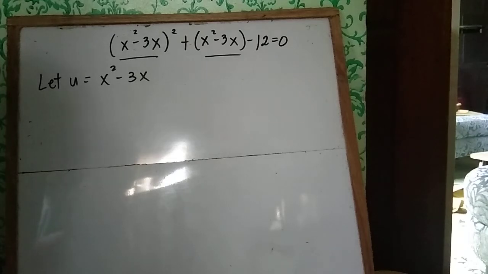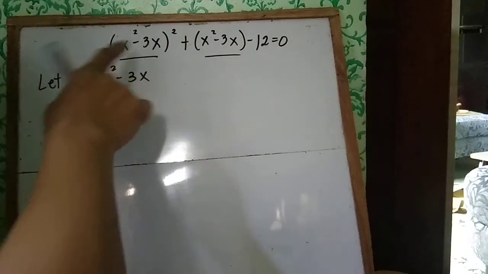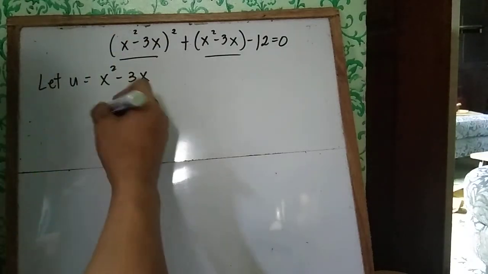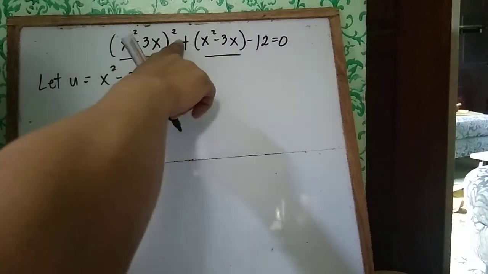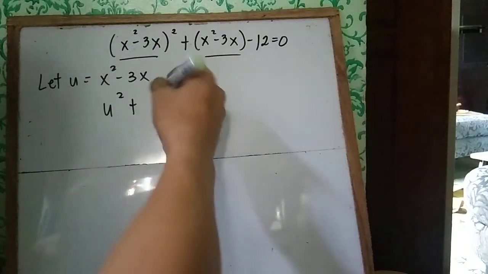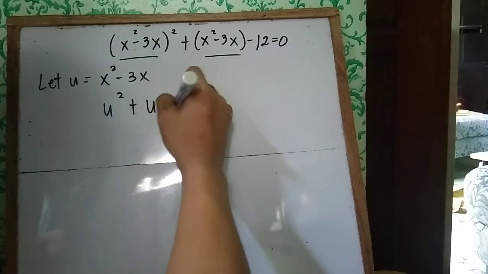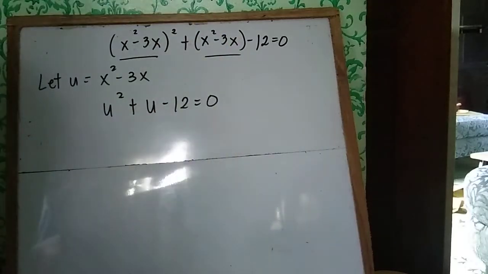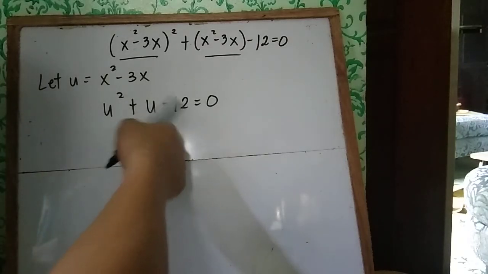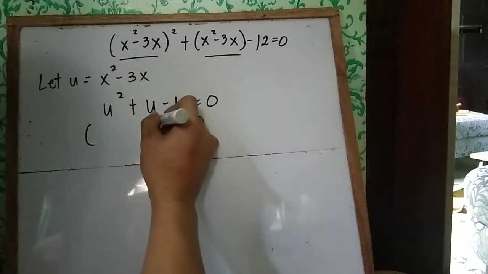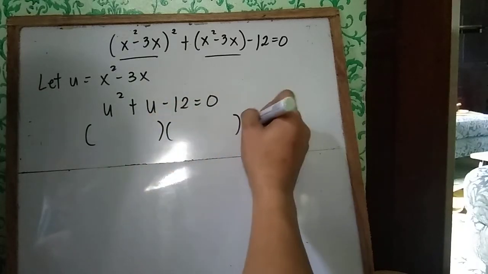Okay, next is to substitute the value of u. So x squared minus 3x is u, so it will be replaced as u squared plus, and then it changes into u minus 12 is equal to 0. Next, we use factoring. Since the coefficient is 1, we create two binomials.